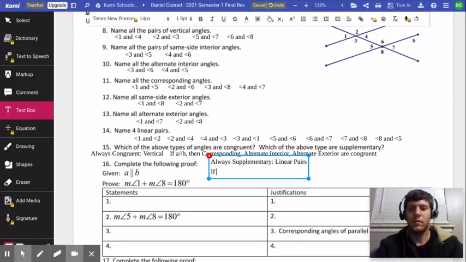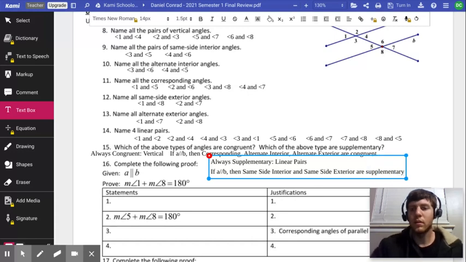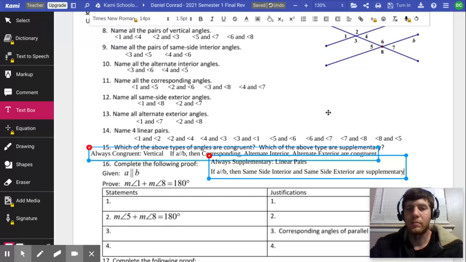Then if the lines A and B are parallel, then same side interior and same side exterior angles are supplementary. So vertical angles are always congruent, and if the lines are parallel, corresponding, alternate interior and alternate exterior are congruent as well. Linear pairs are always supplementary, and if the lines are parallel, your same side interior and same side exteriors are supplementary.